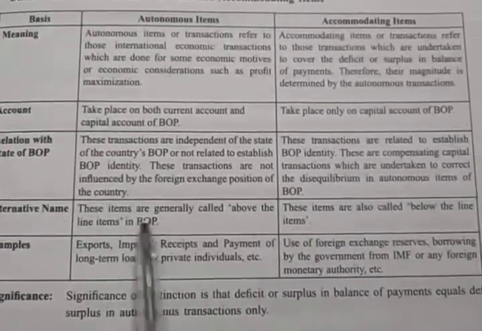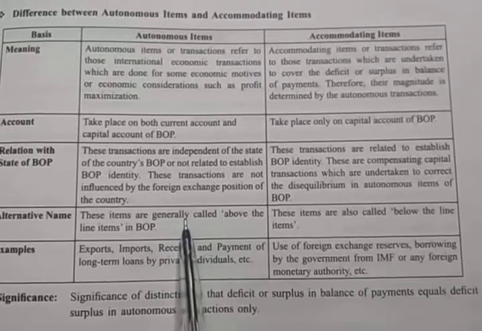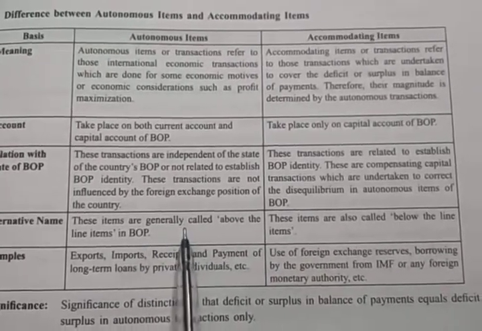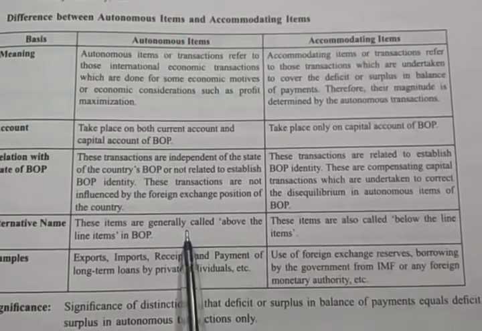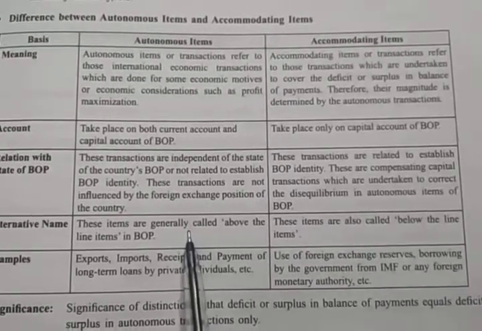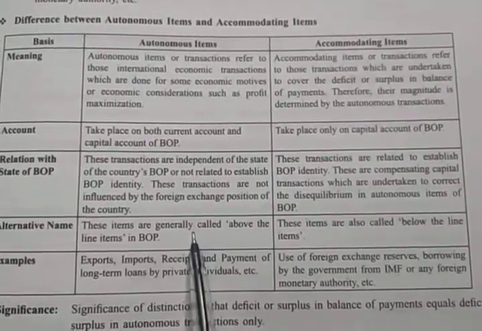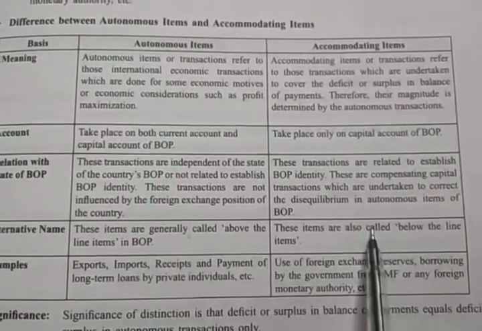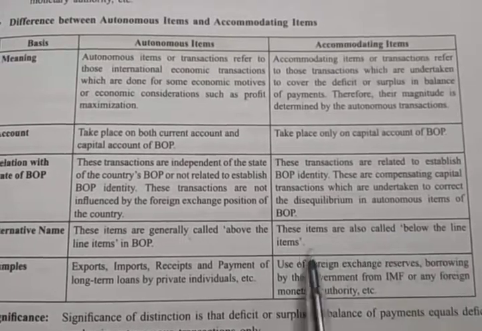Alternative name. Autonomous items are also known as above the line items. That means these items are entered first in the balance of payments, and when a deficit or surplus situation arises, then we enter the accommodating items. That is why these items are called below the line items.